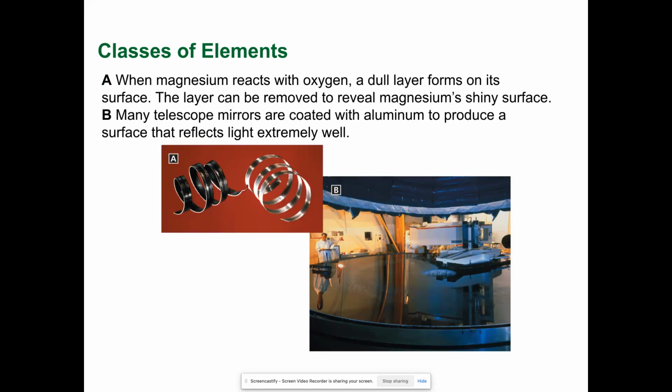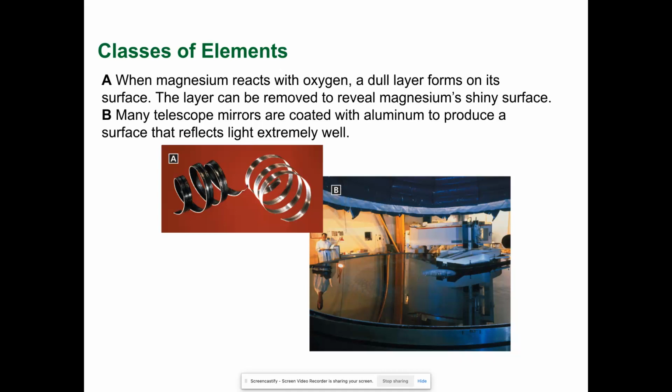So, classes of elements. Magnesium reacts with oxygen. A dull layer forms on its surface. The layer can be removed to reveal magnesium's shiny surface. As you see here, if you leave it out in nature, it gets dull and dark. But if you shine it up, it's just a chemical reaction with the oxygen, it oxidizes. But it's right back there. If you remove that oxidation, you get that.